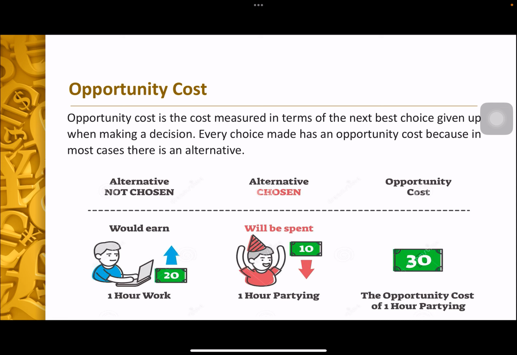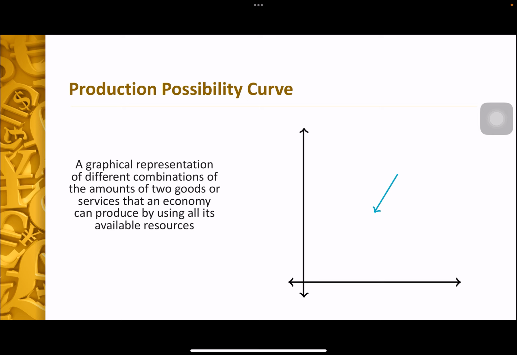This opportunity cost can be used in the concept of production possibility curve. What is production possibility curve? It's a graphical representation of different combinations of two goods that a country can produce by using all its available resources. We use a two-dimension graph, as you can see on the screen, and by using that graph we can show how a country uses all its available resources in producing two goods and how the opportunity cost concept applies.